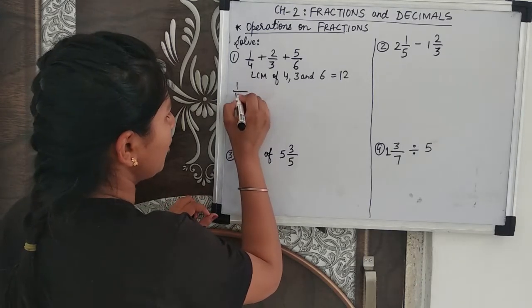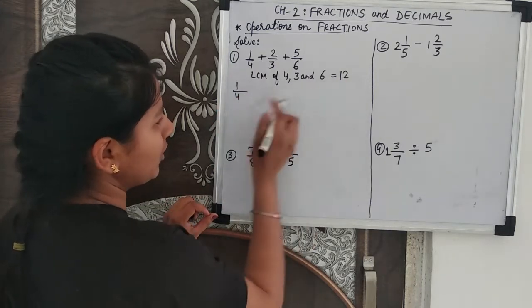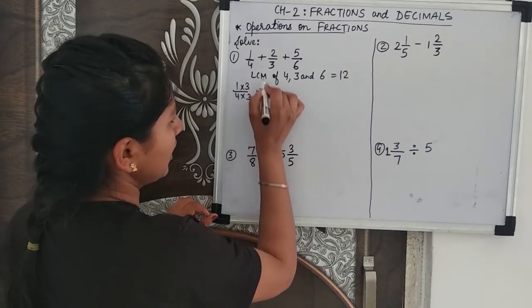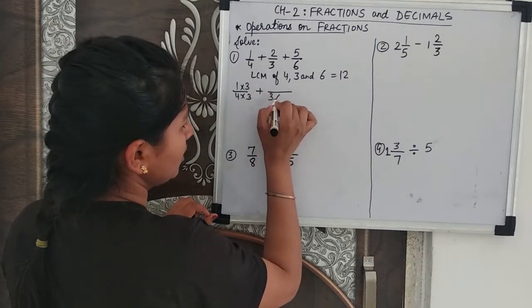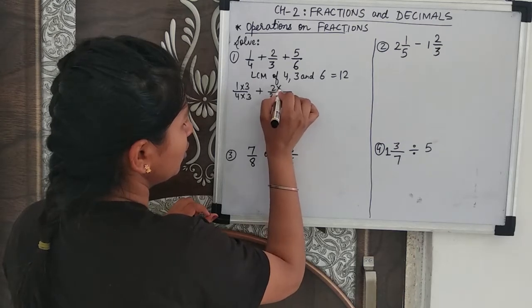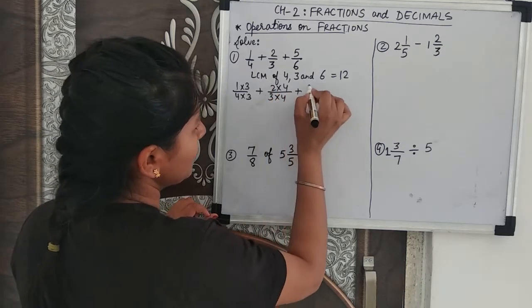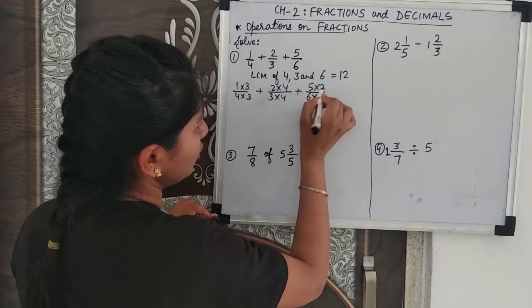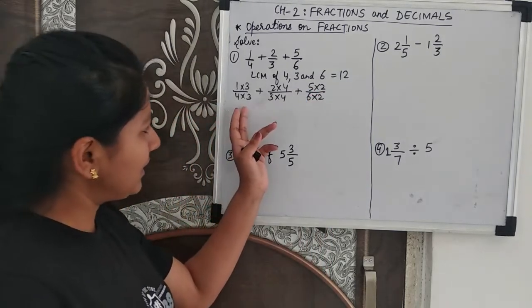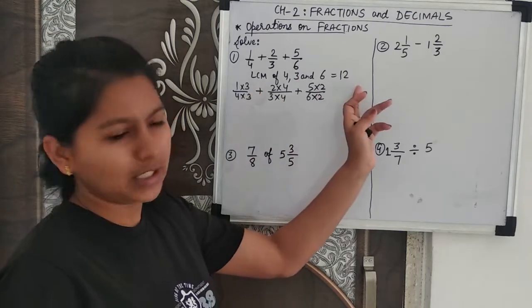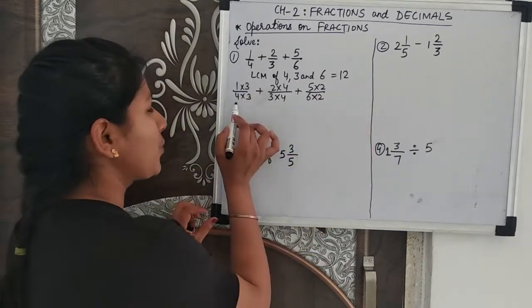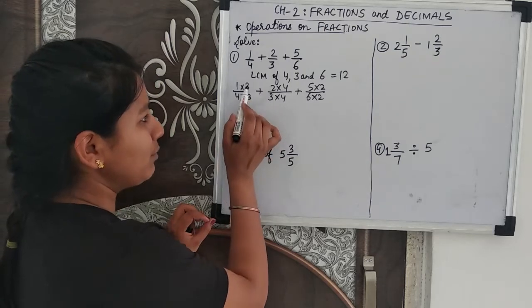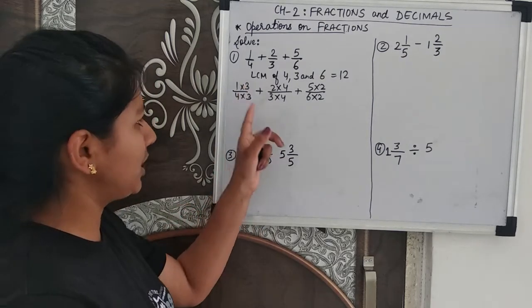Now 1 by 4, how will this 4 be converted to 12? Into 3, 1 into 3. Then plus sign, 3 into 4, 2 into 4. Plus sign, 6 into 2, 5 into 2. So first we try to convert the denominator equal to the LCM, and by whatever number we multiply the denominator, with the same number I have to multiply the numerator also.